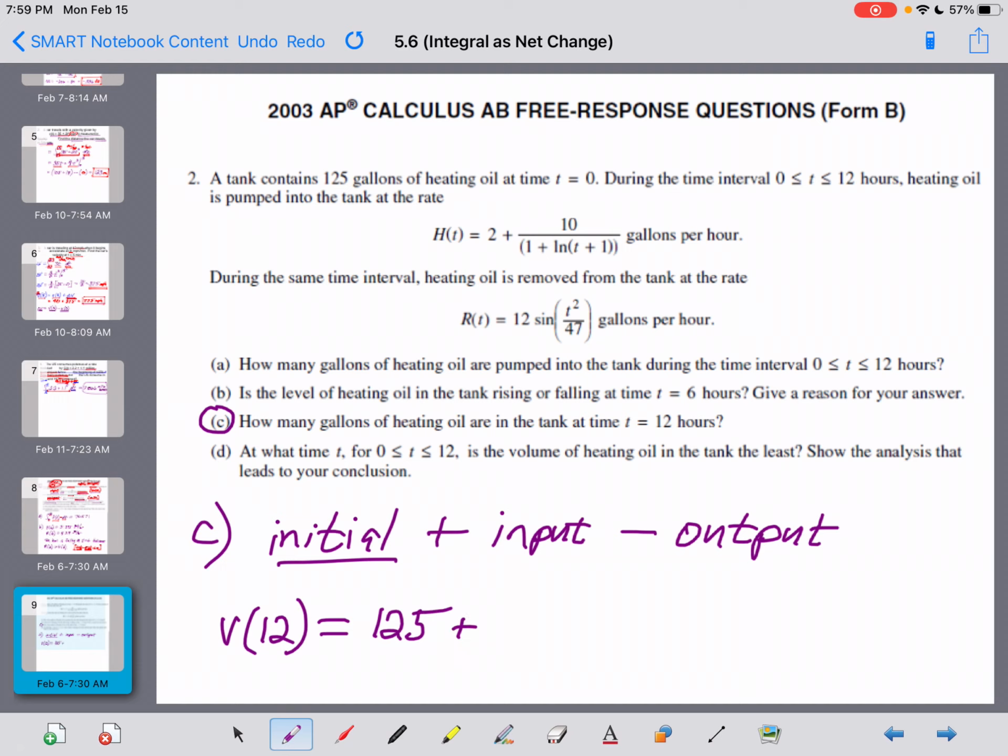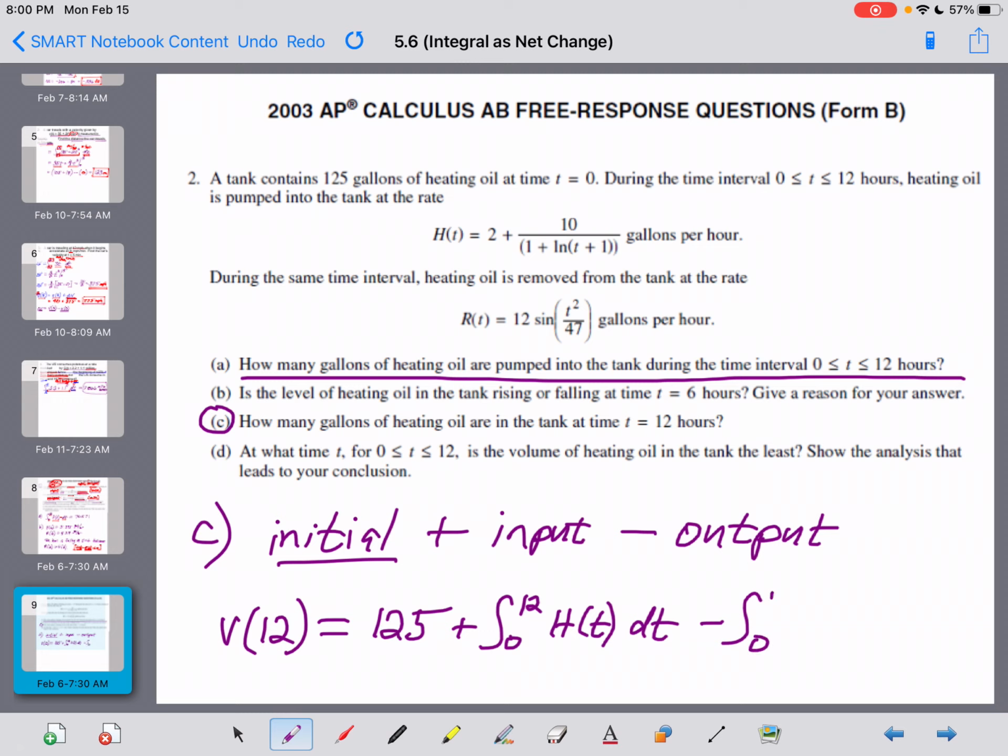Plus, now the input, I think we already answered this, but I'm going to go ahead and just write it out again. I think this is all the work that we actually did here in part A. So even though I know the answer, I want you guys to see the symmetry here. It's going to be plus the integral from 0 to 12 of your input function, h of t dt, and then minus the number of gallons of heating oil we have lost from the tank during that interval, which is going to be very similar. That'll be an integral from 0 to 12, but now of your output function, which is r of t dt.